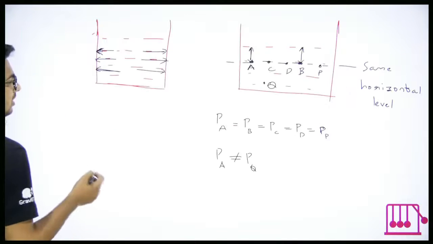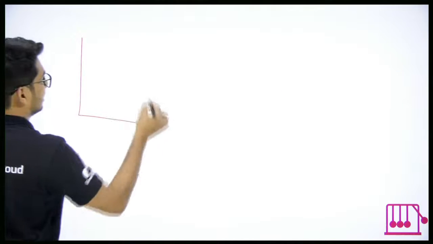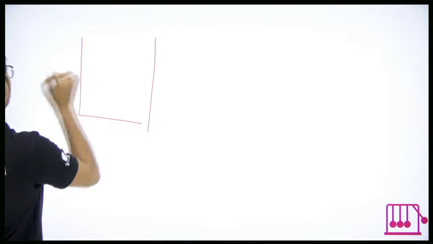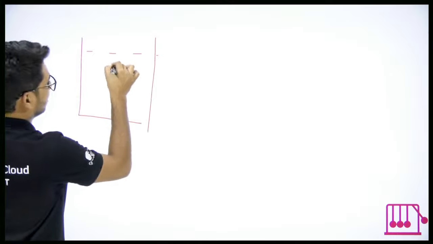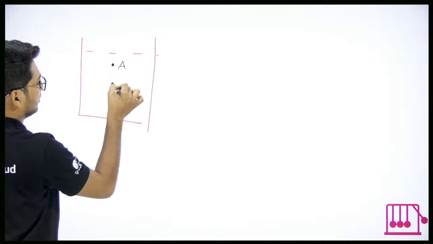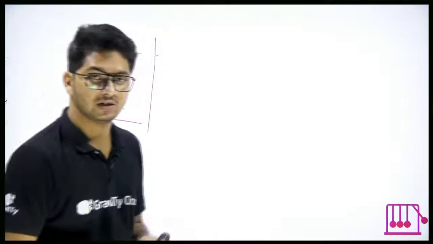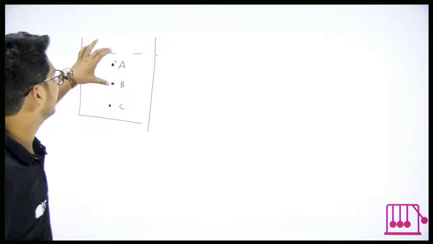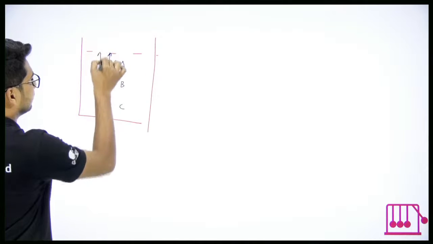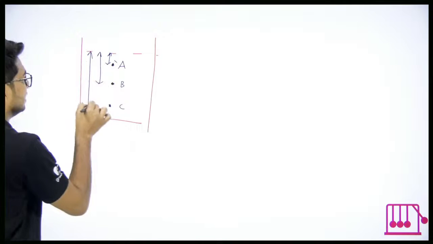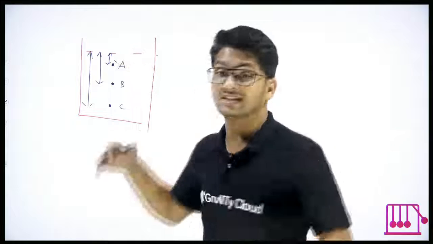Right, if I take that into consideration, what that means is, if I take another container here, and let's say I take 2 points in the liquid, 1 point here A, another point here B, and another point C. So if you look at the depth, depth of A is less than depth of B is less than depth of C, right? Now pressure increases with increase in depth. So as you go down, pressure is increasing.